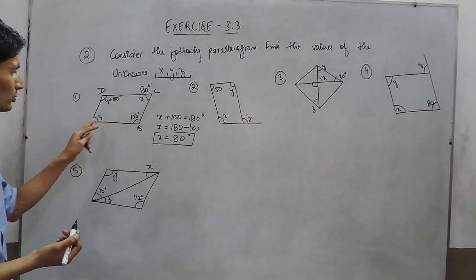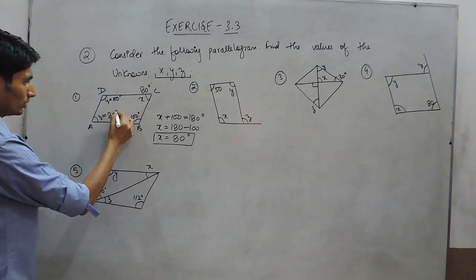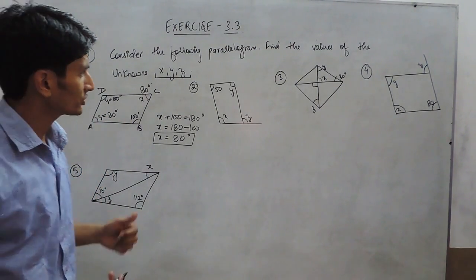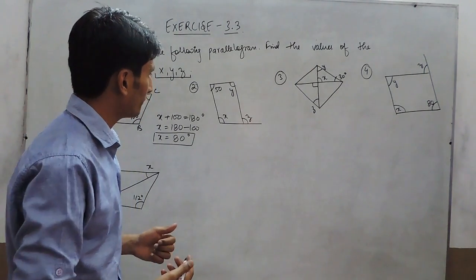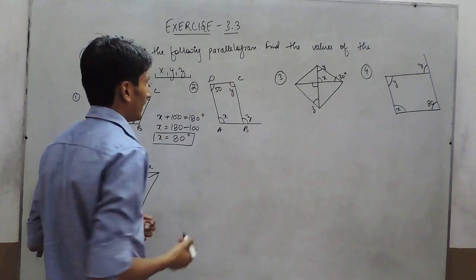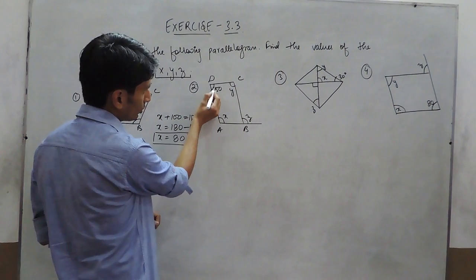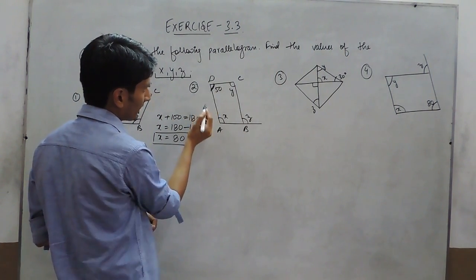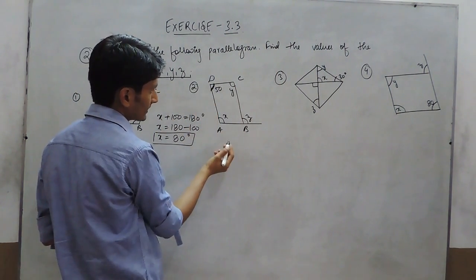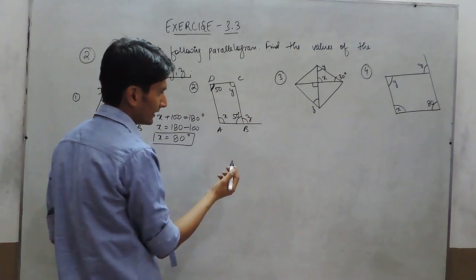Again, we know that opposite angles must be equal, so the value of z must be equal to 80 degrees. In question number 2, again you are given a parallelogram. You can name it ABCD, and one of the angles is given as 50. Again, we know that in a parallelogram opposite angles are equal. So if this is 50 degrees, this must be 50 degrees.